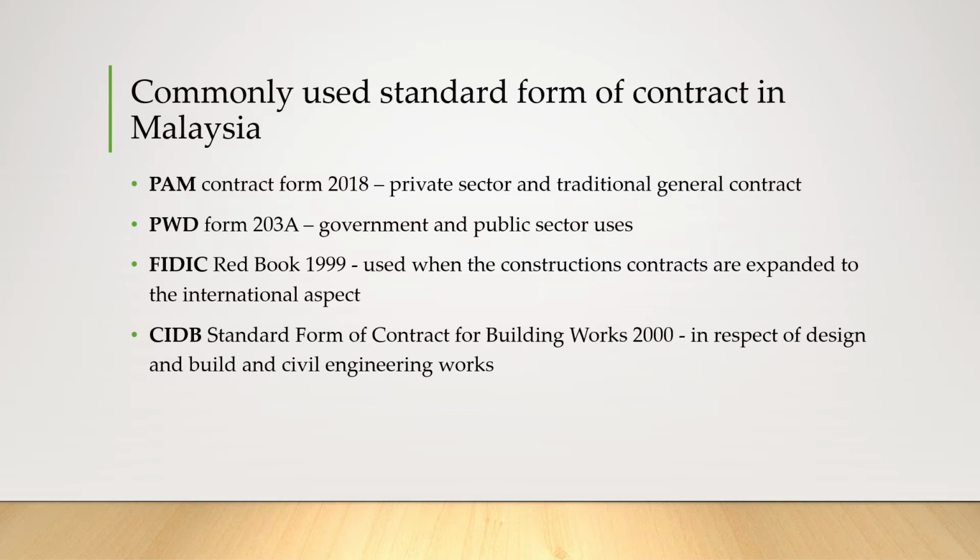The third one is FIDIC Red Book 1999. This standard form of contract is used when the construction contract is expanded to the international aspect. And the last one is the CIDB Standard Form of Contract for Building Works 2000. It is in respect of design and build and also civil engineering works.